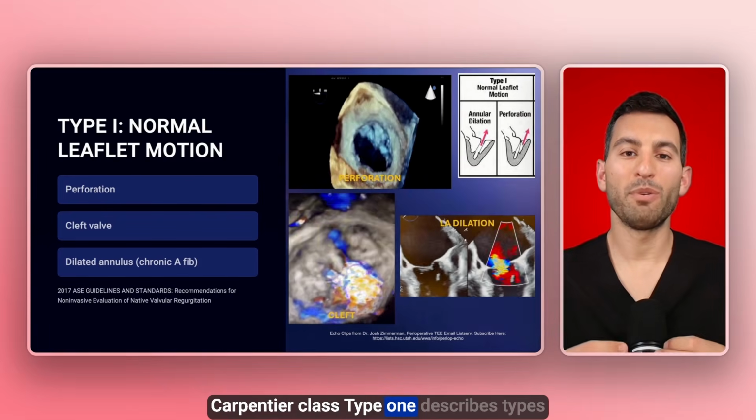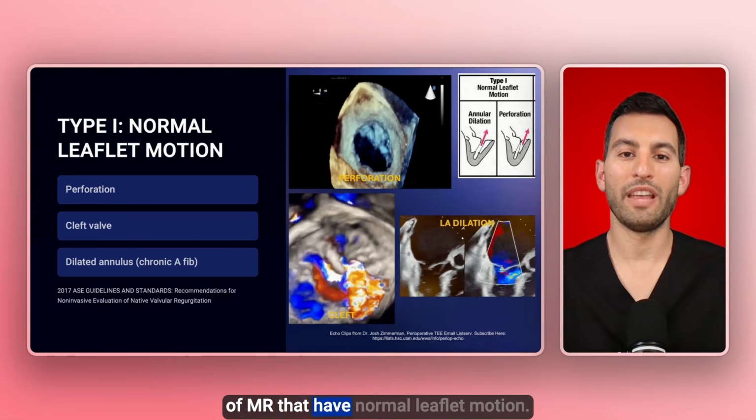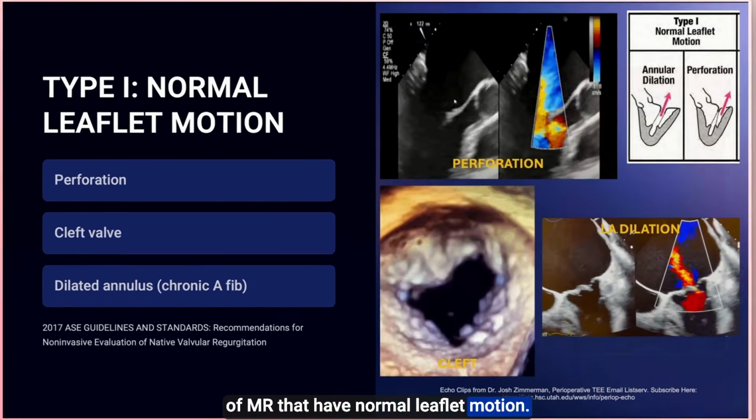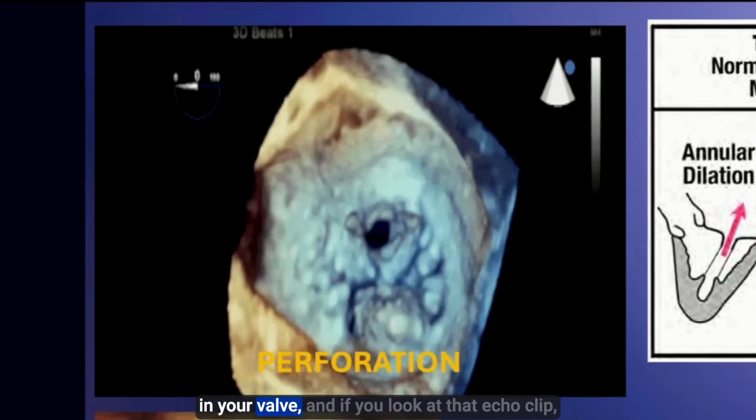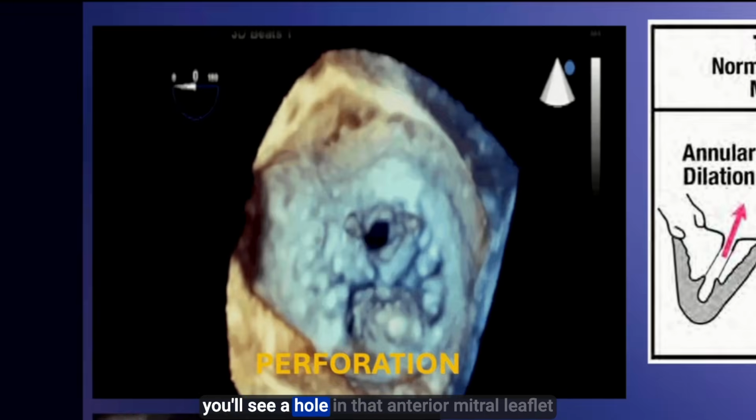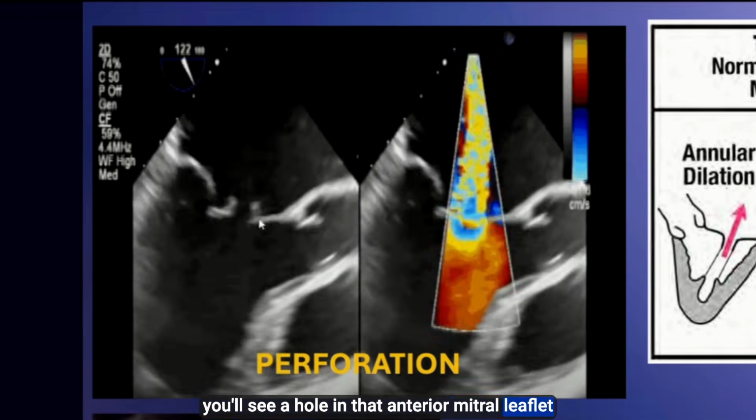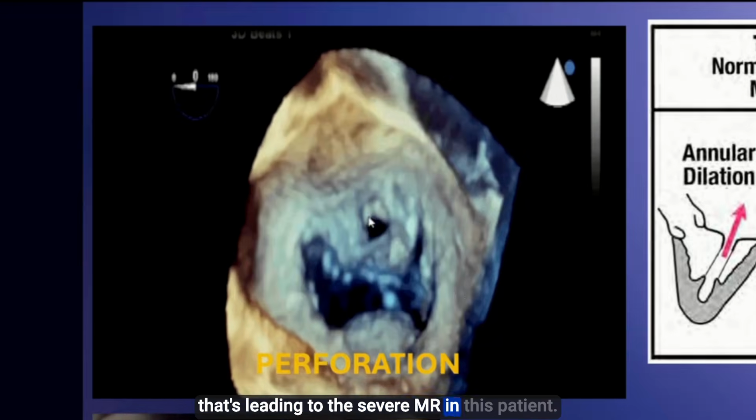Carpentier class type 1 describes types of MR that have normal leaflet motion. These would include where you have a perforation in your valve. And if you look at that echo clip, you'll see a hole in that anterior mitral leaflet that's leading to the severe MR in this patient.